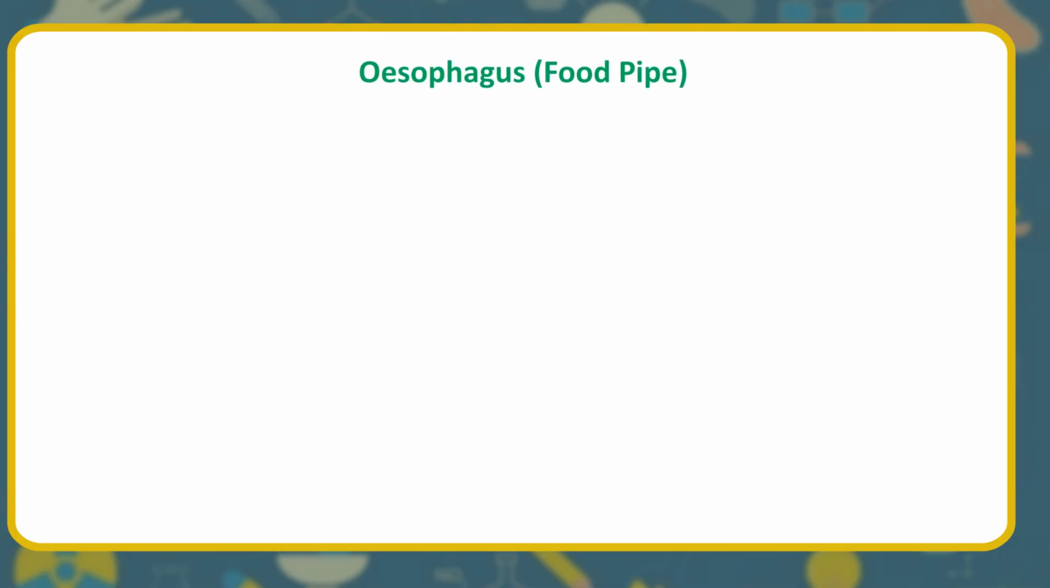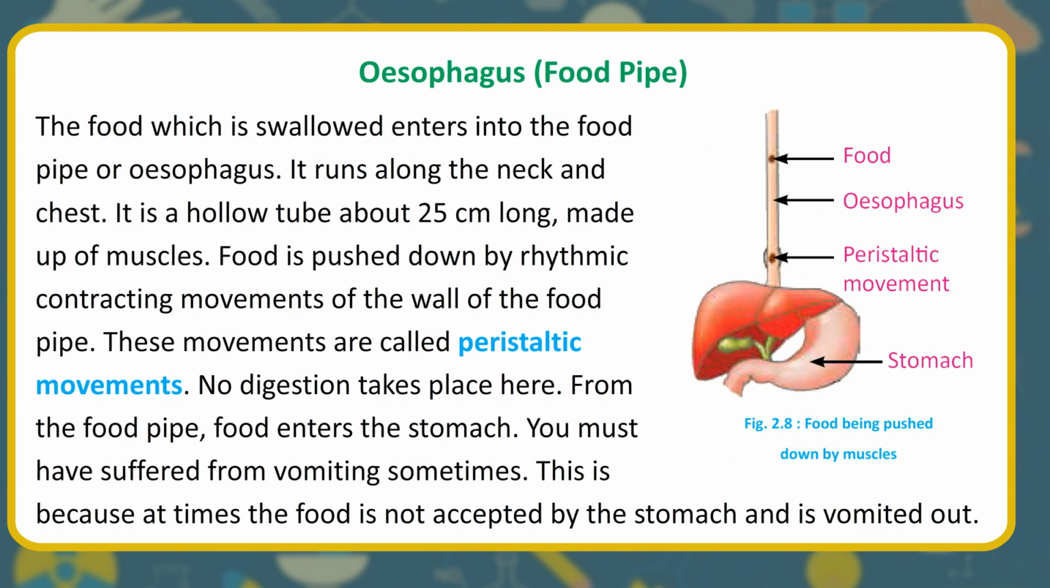Esophagus, or food pipe. The food which is swallowed enters into the food pipe or esophagus. It runs along the neck and chest. It is a hollow tube about 25 centimeters long, made up of muscles. Food is pushed down by rhythmic contracting movements of the wall of the food pipe. These movements are called peristaltic movements. No digestion takes place here.